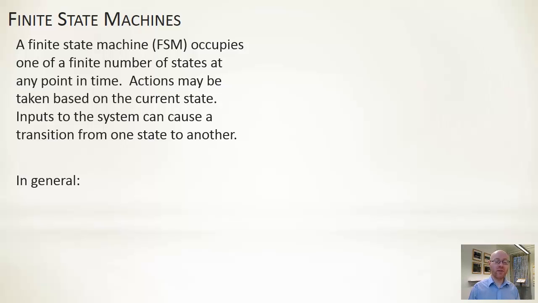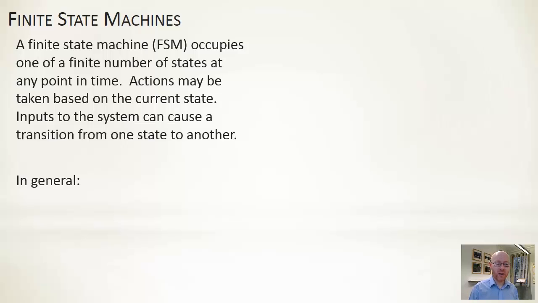And the inputs to the system give you the reason why you would change from one state to another. So each state will have a range of transitional conditions, so that if this condition happens, then I will transition to a different state.